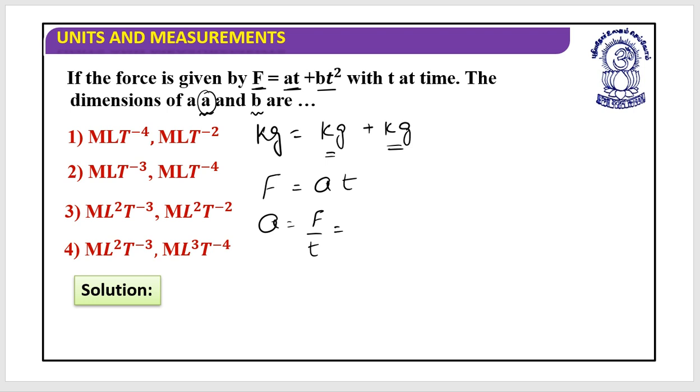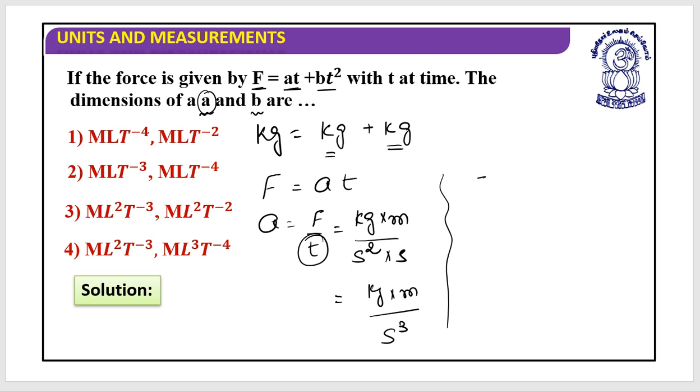Now what are the units of F? It's kg into meter per second square. For time it is always second, so this is kg into meter divided by second cube. So this is kg into meter divided by second cube. And what about the B?